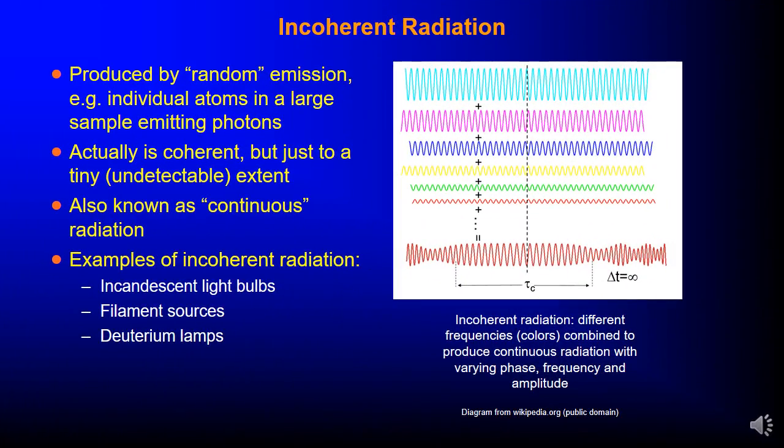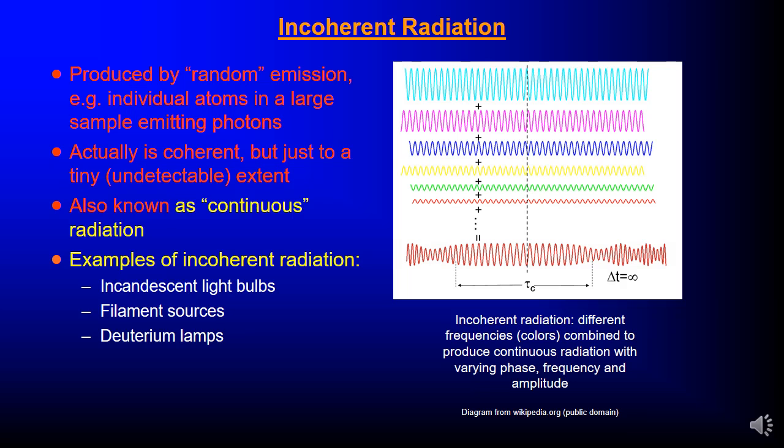Incoherent radiation is produced by random emission, for example individual atoms emitting photons. Actually, sometimes it is coherent, but just to a tiny extent. It is also called continuous radiation. For example, filament sources, deuterium lamps, and incandescent light bulbs always give us incoherent radiation.